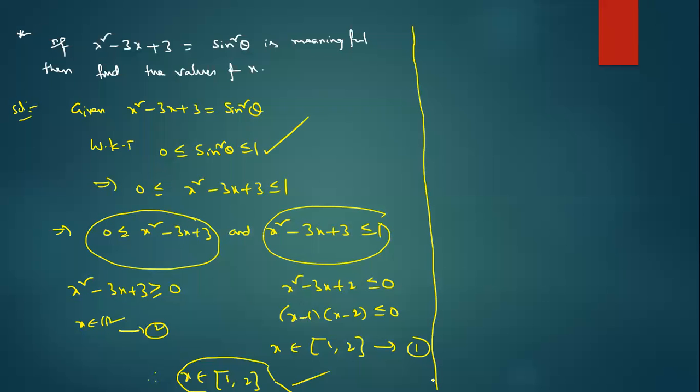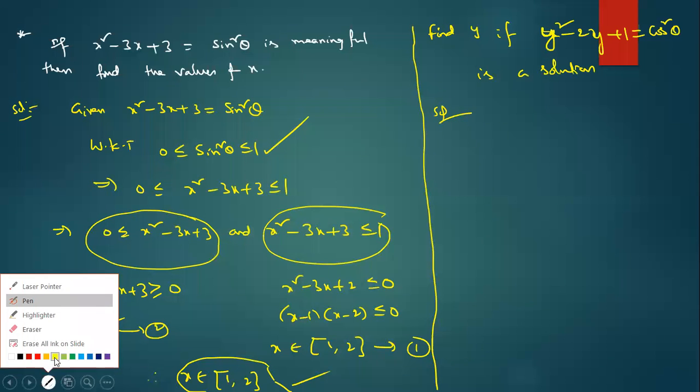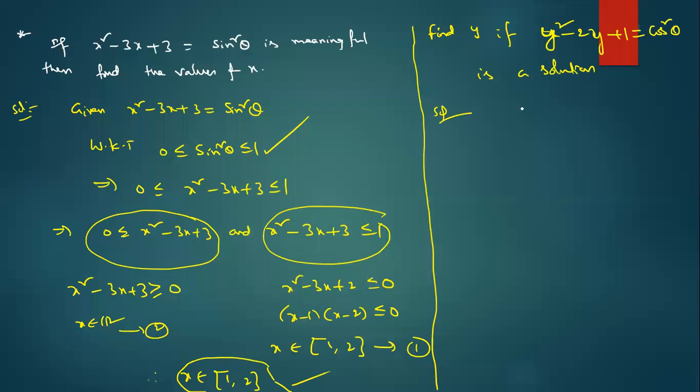Don't worry, I'm giving one more model. Write down. Find y. For example, y square minus 2y plus 1 is equal to cos square theta. Is there a solution? What is the answer? Where is it possible?